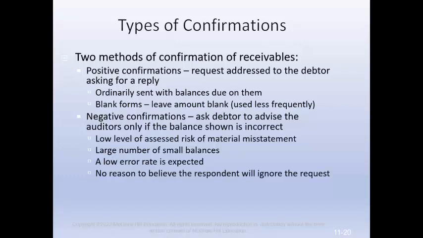Although positive confirmation requests may be used in any circumstance, the use of solely negative requests should be reserved for situations in which at least one of the following circumstances exist. Either the assessed level of misstatement is low and sufficient appropriate audit evidence has been obtained on operating effectiveness of controls, or a large number of small homogeneous balances are involved, or a low exception rate is expected, or auditors are not aware of any circumstances that would cause the recipients of the request to disregard them.